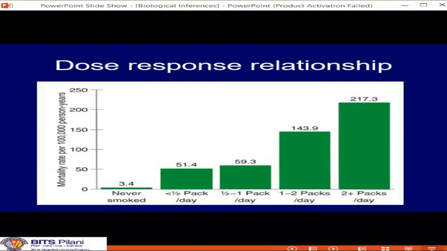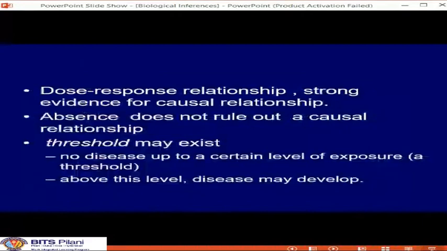And as you can see, compared to people who never smoked, and then less than one pack year in their life, more and more and more. As the number of pack years of smoking goes up, your mortality rate also goes up. So this shows a clear gradient or a dose-response relationship. This suggests causality. But there's always a but for every story.